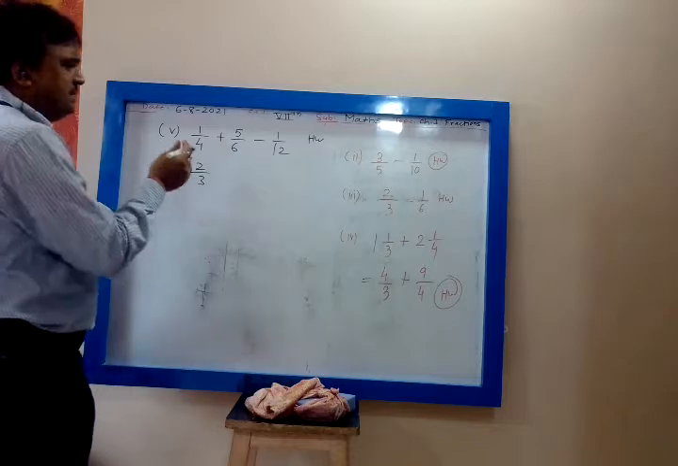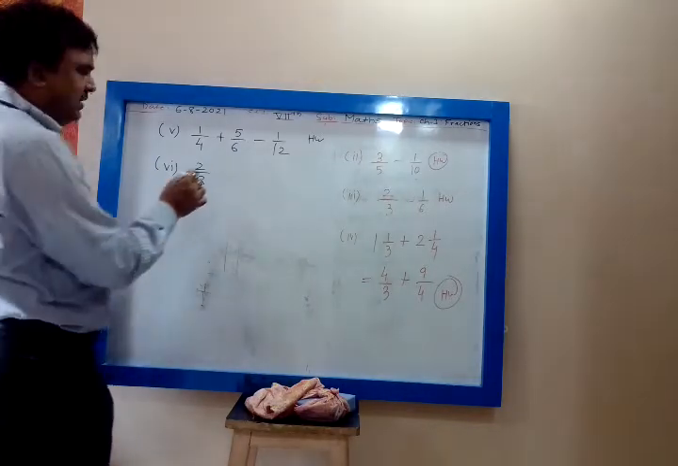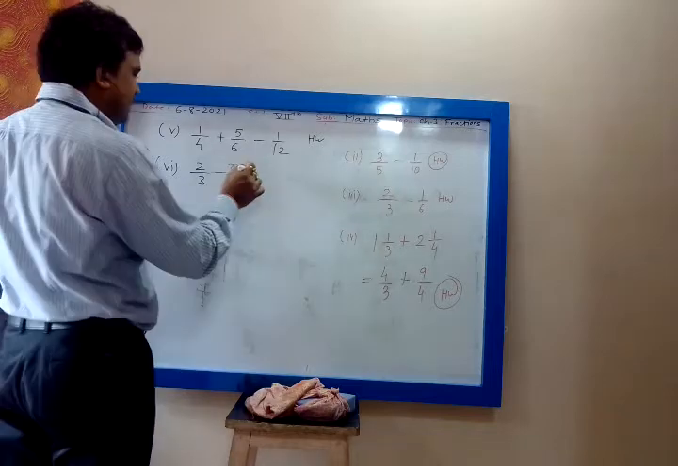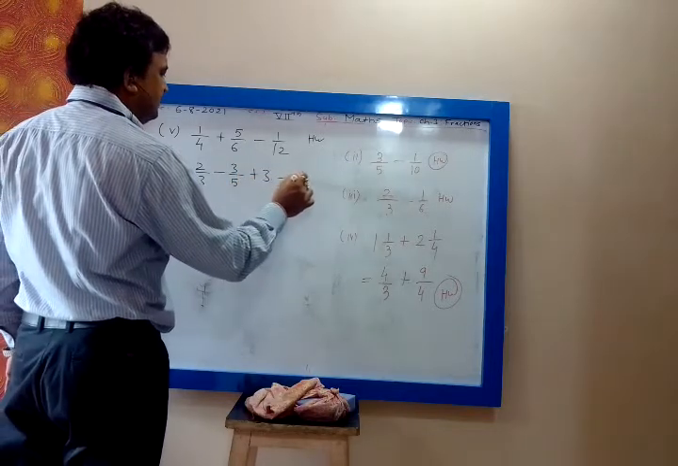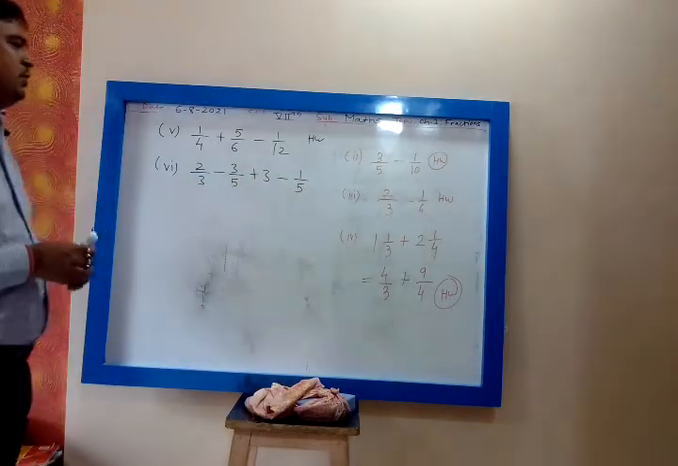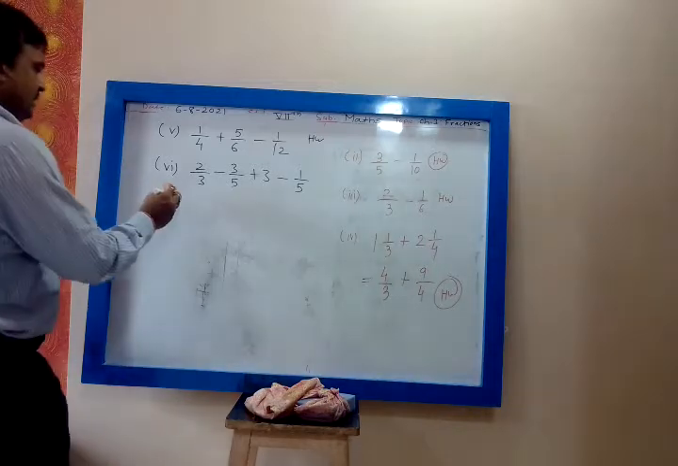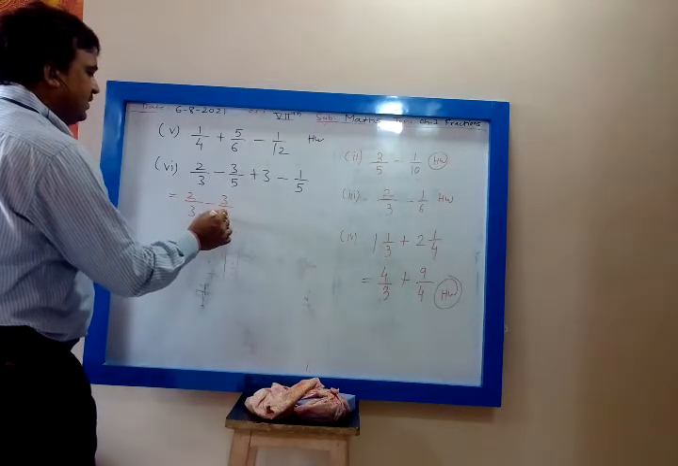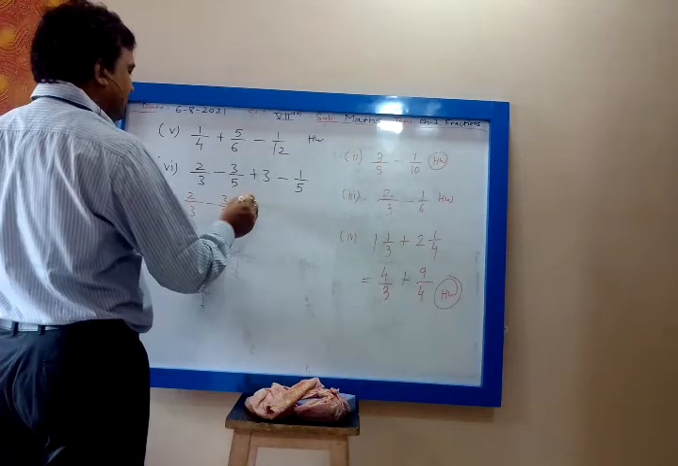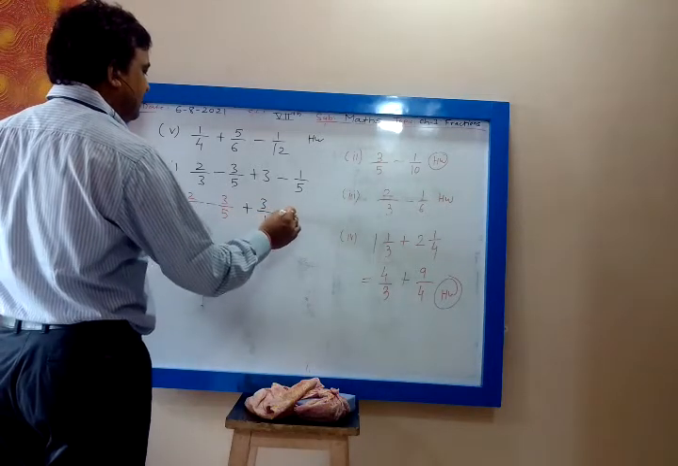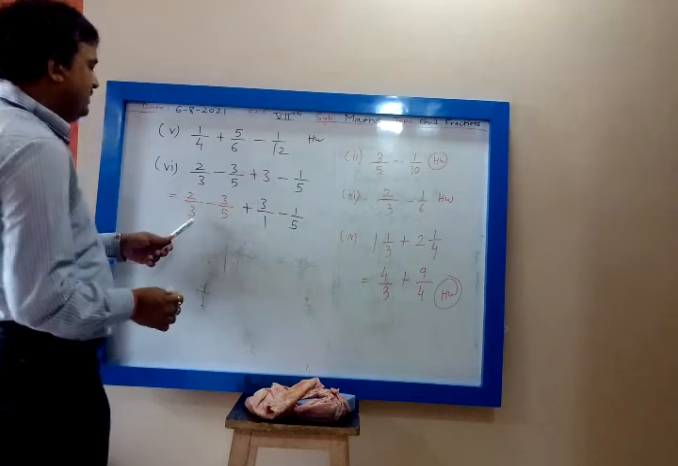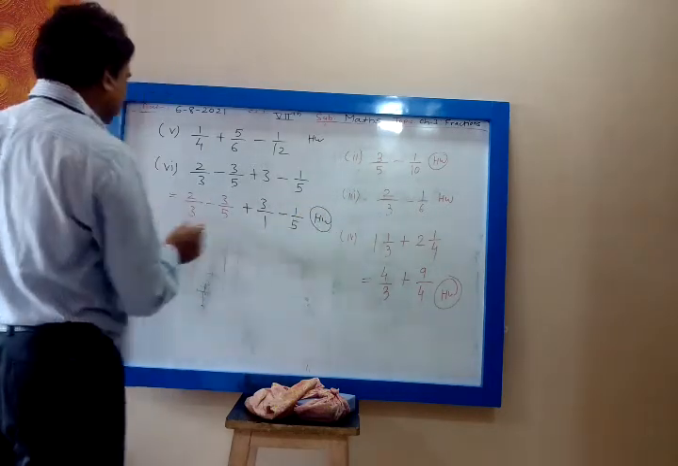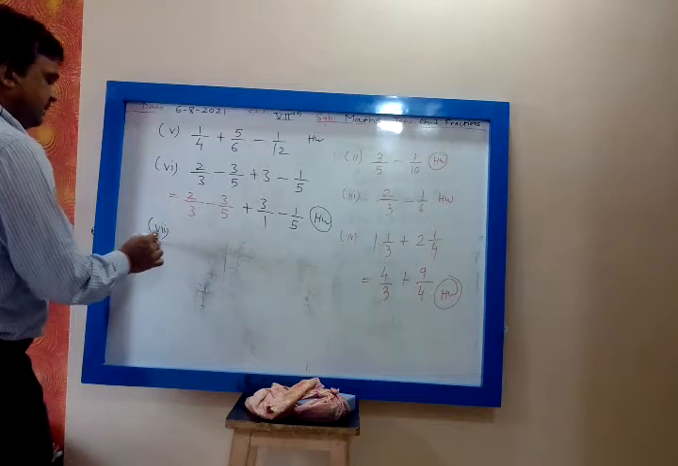Then sixth one, the same thing we have done in the rational number: 2 by 3 minus 3 by 5 plus 3 minus 1 by 5. What will you do? This is 2 by 3 minus 3 by 5. Then this you will write 3 upon 1, minus 1 by 5. Then you will take LCM of 3, 5, 1, 5. So homework. Then 6th, 7th.